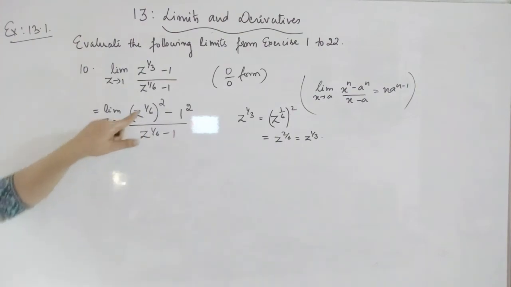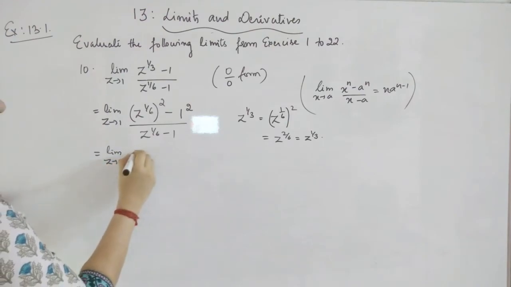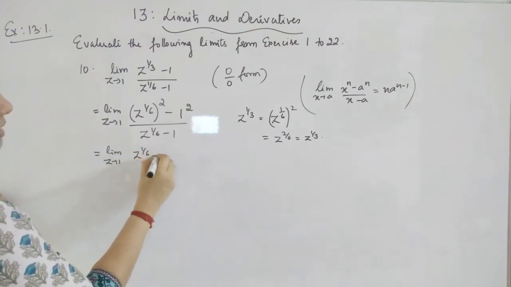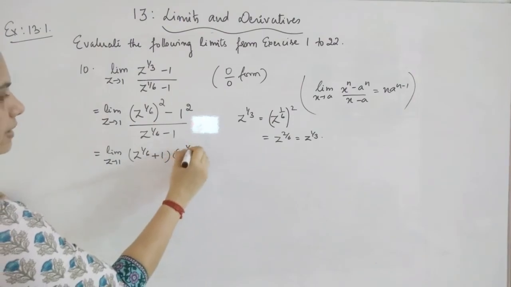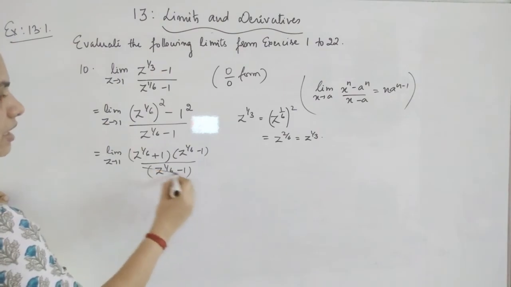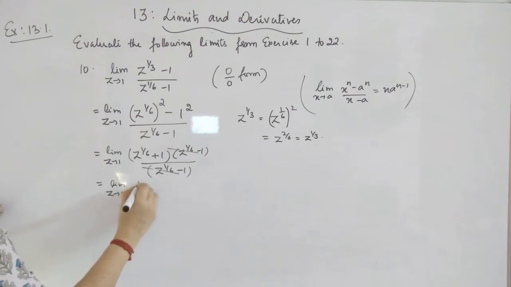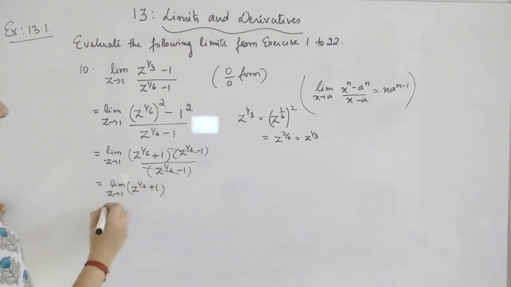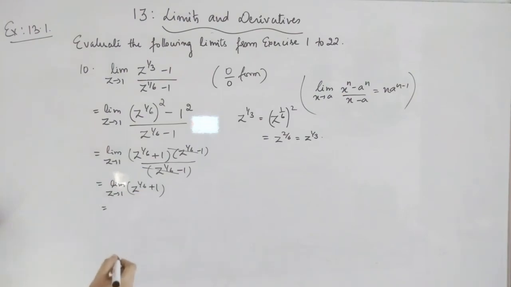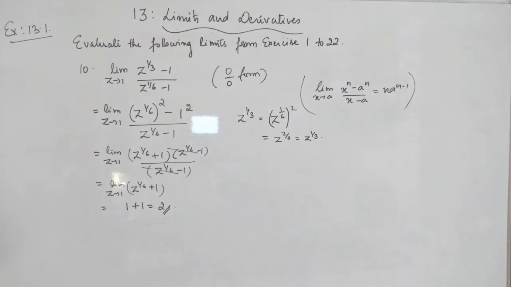Now this is in the form a square minus b square, so that you can write it as a plus b into a minus b: z raised to 1 by 6 plus 1 into z raised to 1 by 6 minus 1, divided by z raised to 1 by 6 minus 1. That means now you can cancel these two terms and you will get the limit z tends to 1, z raised to 1 by 6 plus 1. Replacing z with 1, you will get 1 raised to 1 by 6, which is 1, plus 1, 2. So the answer is not varying, you will get the same answer even if you approach like this. So which one is easy, you can follow.